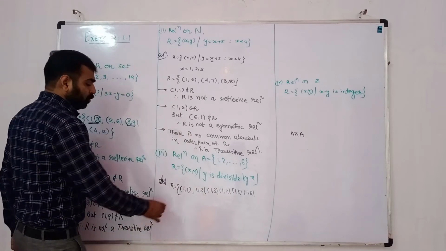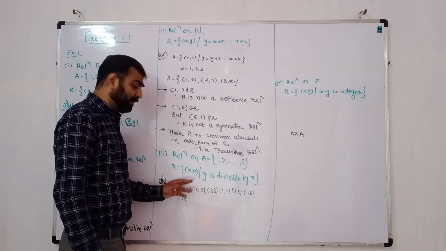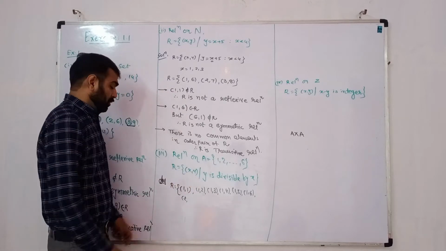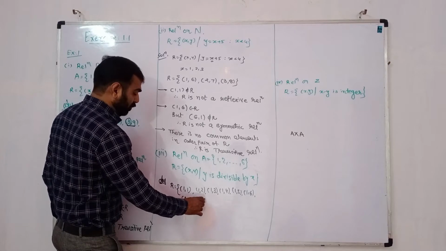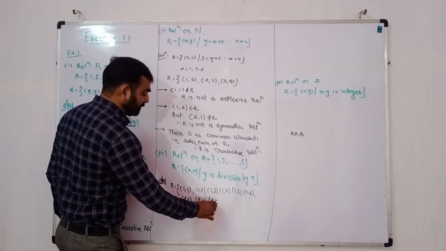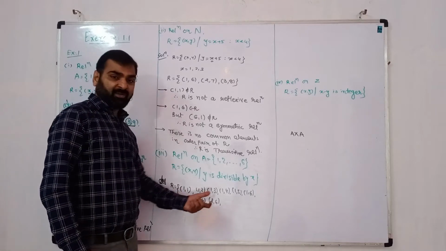Okay, then in the line of 2, is it 2 1? No, 2 1, because the second one is divisible by the first one. We cannot write 2 1. We can write 2 2. 2 3 no. 2 4 yes. 2 5 no. 2 6 yes. Okay, the second is divisible by the first one.